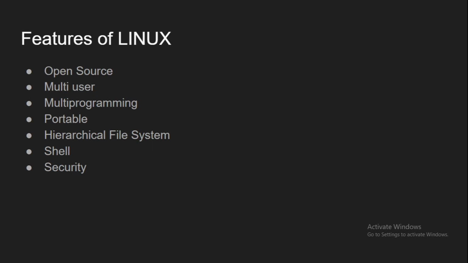Next is features of Linux. Number one is open source. We all know what open source is. Number two is multi-user. So if you have installed one operating system, let's suppose Fedora, that is a distribution of Linux, then you can work in a multi-user environment. Number three is multi-programming, portable, hierarchical file system, and shell security. I will discuss all of these points in the upcoming videos. Don't worry about that.